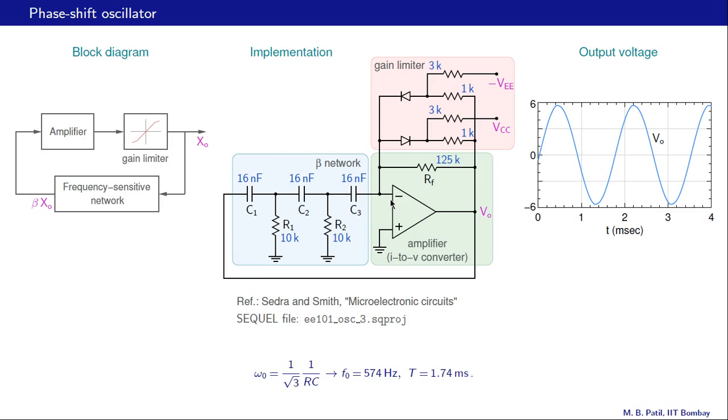Now for this beta network, we found that omega 0 would be 1 over square root 3 times 1 over RC, and that gave us F0 equal to 574 Hertz. We have already done that calculation previously, just repeating it here. And our RF we found in the last slide should be equal to 12 times R. R here is 10K, so 12 times 10K is 120K, and we make it slightly larger than 120K. So that is how we get this 125K. And that is done, as we mentioned earlier, to make sure that the circuit does oscillate on power up.